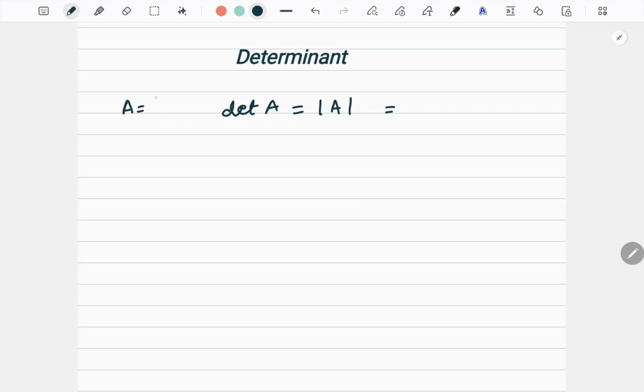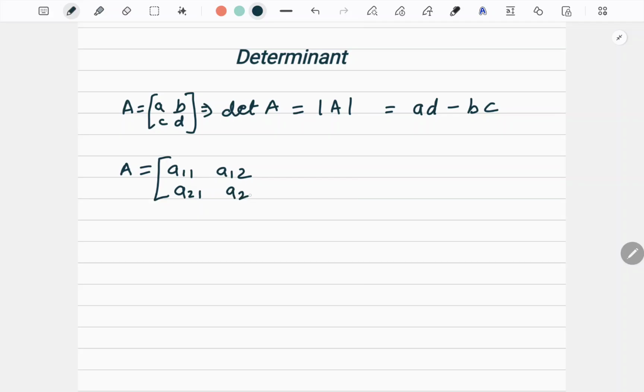So if A is equal to [a, b; c, d], what is the determinant of A? In that case, the determinant of A is a into d minus b into c. Or if I write the matrix in this form, a11, a12, a21, a22, then the determinant of A is equal to a11 a22 minus a12 into a21.